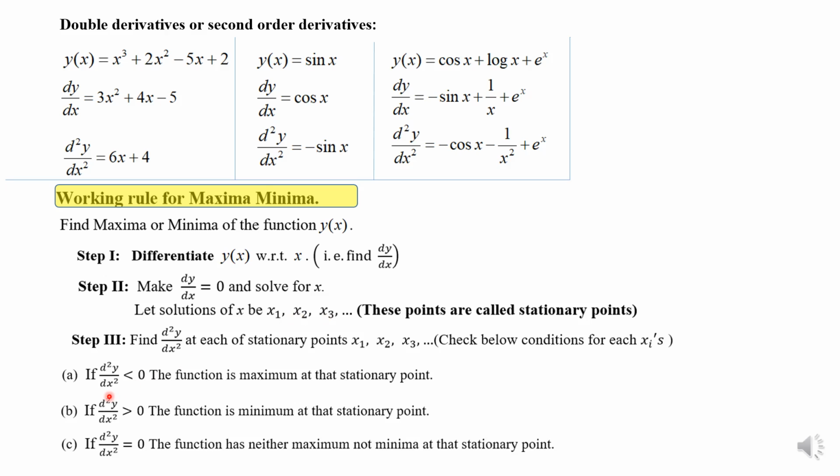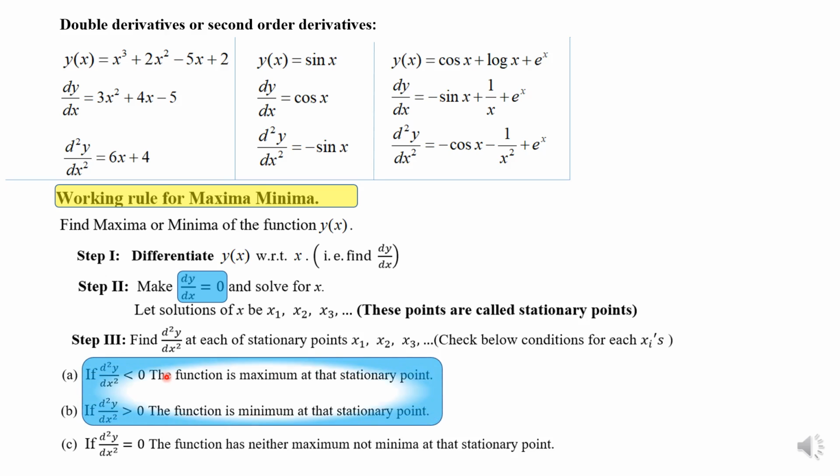If the second order derivative is negative, less than 0, the function is maximum at the stationary point. If it is greater than 0, it is minimum. If it is equal to 0, we are not going to deal with this case, because this is a special case where the function will neither have maxima nor minima. Let me focus on the main point. This is important and these two are important. If you remember these 2 points, then you will be able to solve all the problems on maxima minima.